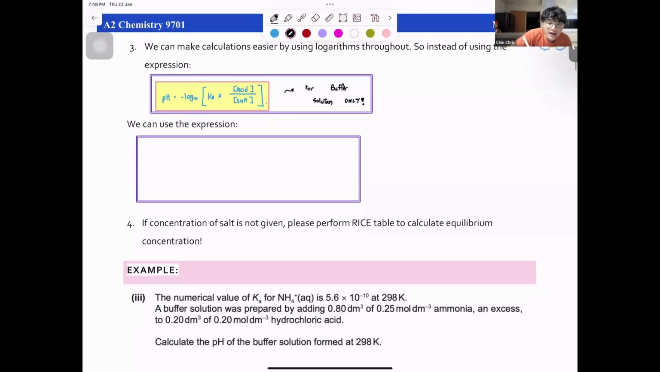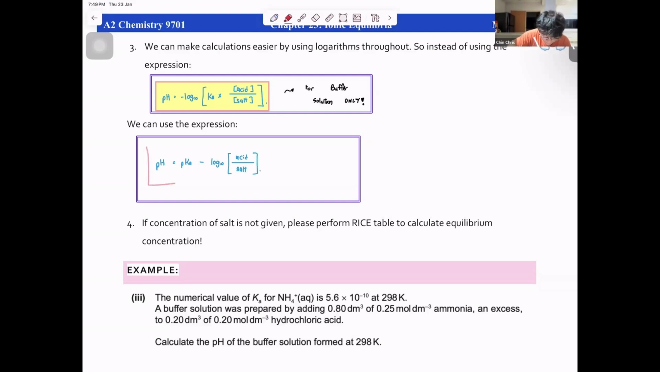Next, we can also use, let's say a pKa is given. So to find your pH, I can also use this equation: the pH of your buffer solution equals pKa minus log base 10 of the concentration of acid over salt. Done. Please write it down, guys.